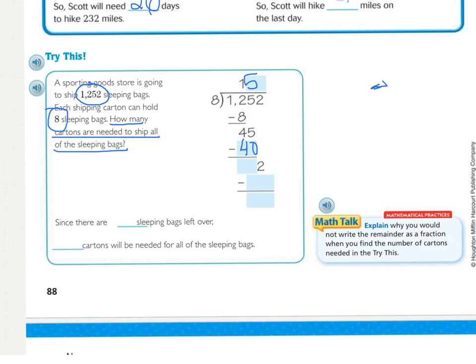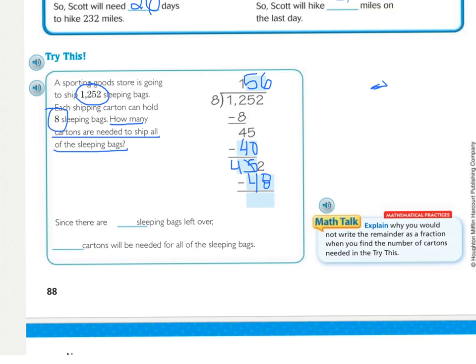Subtract. 5. They already brought down the 2. How many 8s are in 52? 8 times 5 is 40. 8 times 6 is 48. So I'm going to write my 6. 6 times 8 is 48.